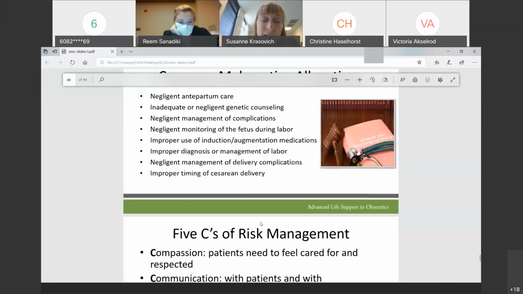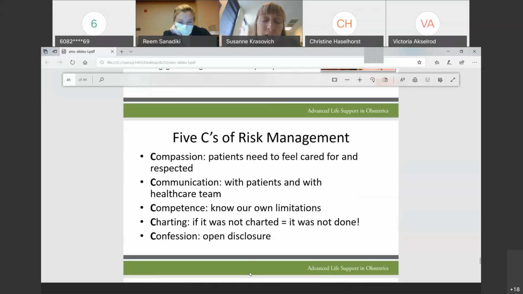So what can we do about that as providers? Well, first of all, some basic risk management strategies. So thinking about the 5 C's, these are all things that you can do to mitigate some of the concerns that end up escalating into malpractice allegations. So practicing with compassion. Patients need to feel cared for and respected. And that leads right into communication. If you have good communication with patients and with the healthcare team, then there's less likelihood that the patient will not feel that compassion or will not understand decisions that are being made.